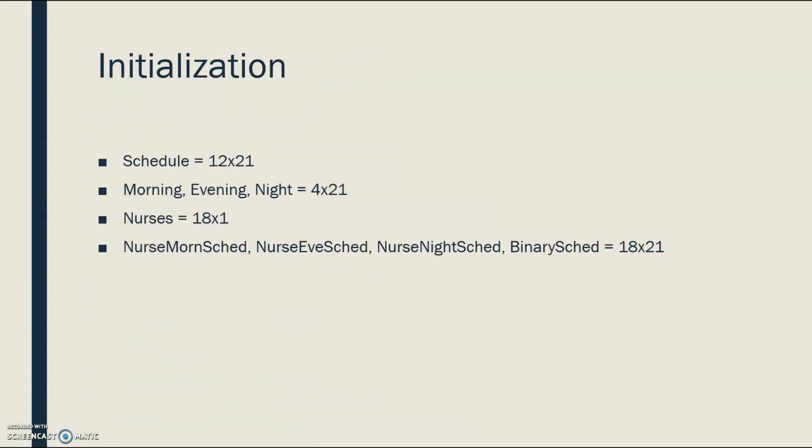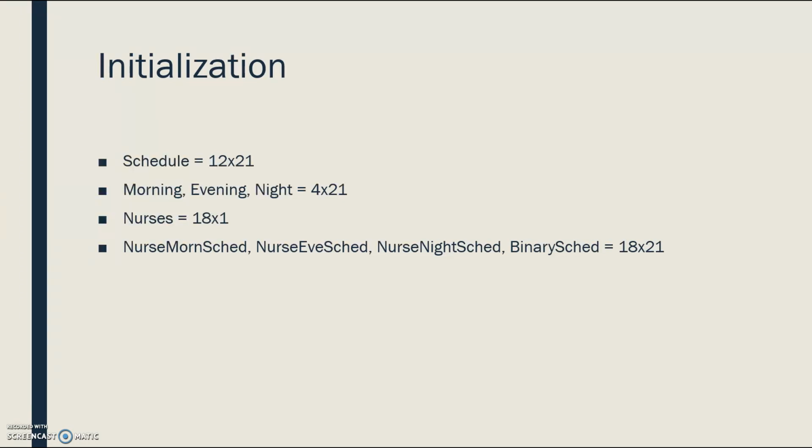So our initialization, this is just talking about the different matrices that I'm going to use. Just kind of get familiar now before I go into my Matlab code. The schedule is a 12 by 21. So 12 are all of the nurses that are going to be working in the day. We have 4 in the morning, 4 in the evening, and then we're going to do 4 in the nighttime because when we get to the genetic algorithm, it's just easier to have the same amount of nurses for each shift. And then 21 is for the 21 days.